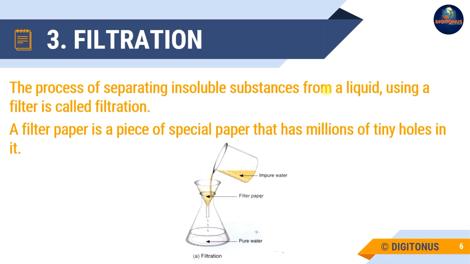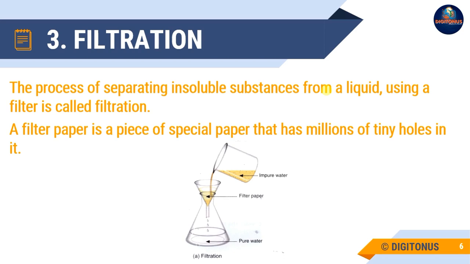The used tea leaves that are bigger in size do not pass through the tea strainer and are left in the tea strainer. This process is called filtration. See, the tea strainer cannot be used to separate mud from water. The particles of mud are too small and can pass through the holes along with water. For this, we need a fine filter, such as a filter paper.